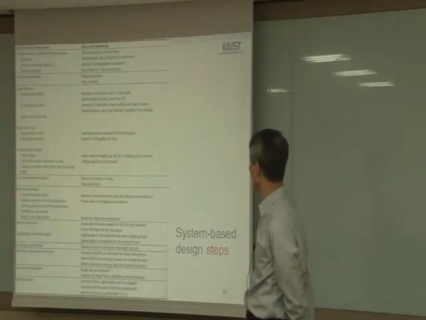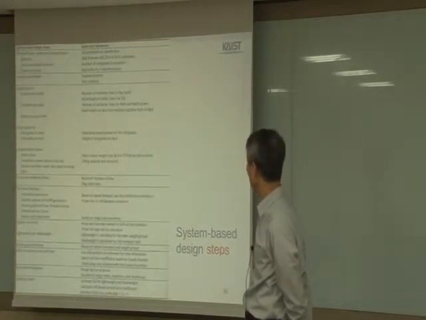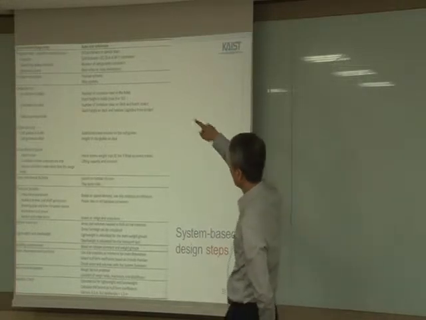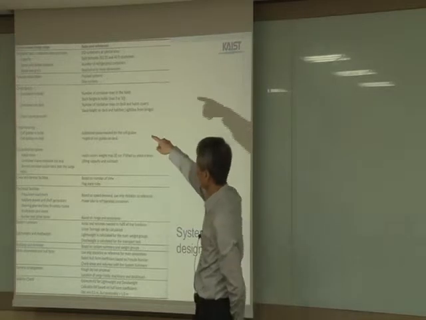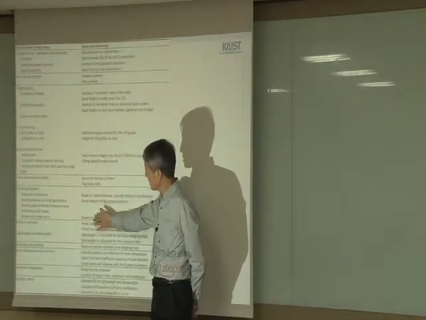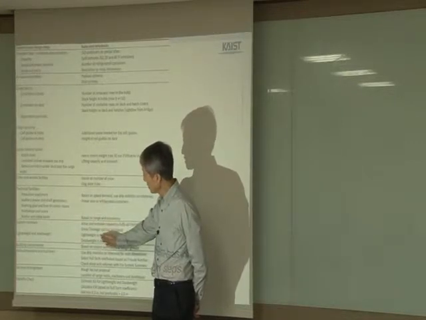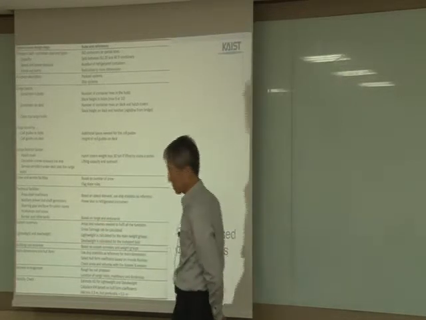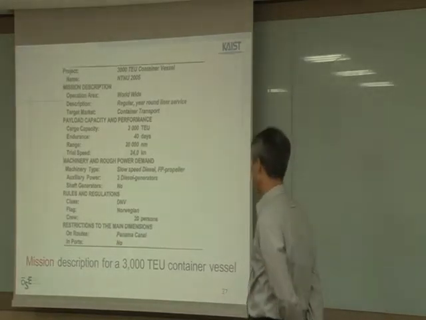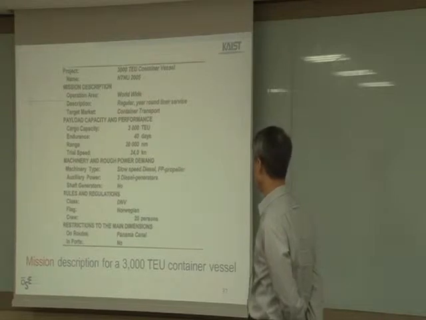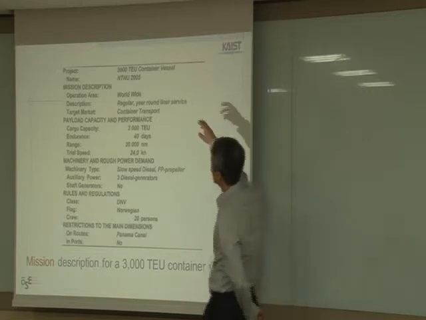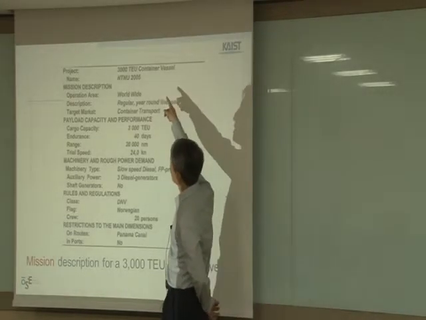And these are items we should cover in system-based design steps. Right? That's transport task and function description, cargo spaces, crew, technical facilities, and summary, lightweight, and building cost, and main dimension, and general arrangement. This is a mission description for a 3,000 TEU container vessel. Right, so it's just an example. So 3,000, the project name and mission description.